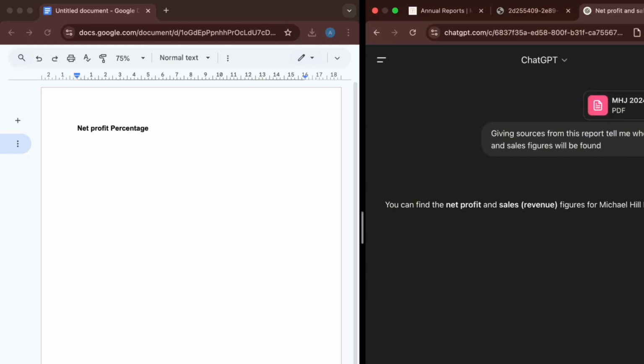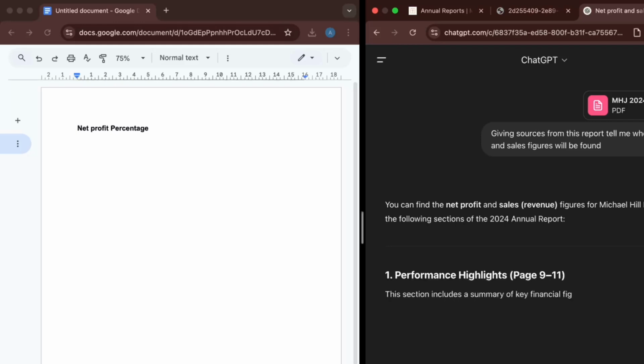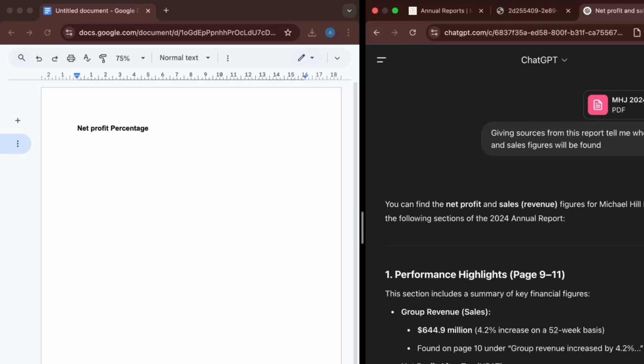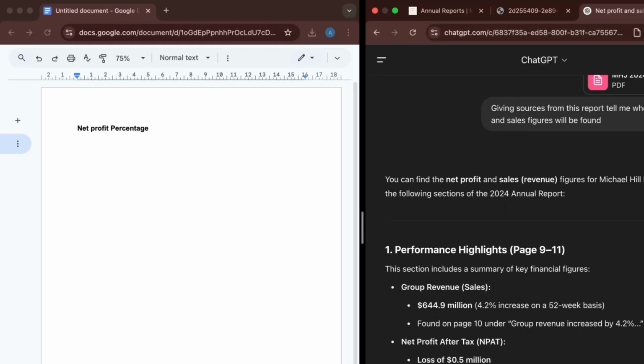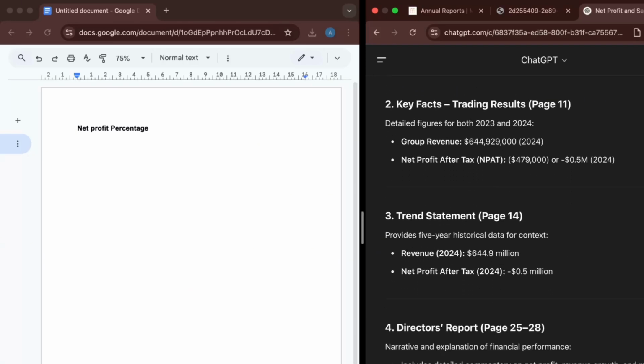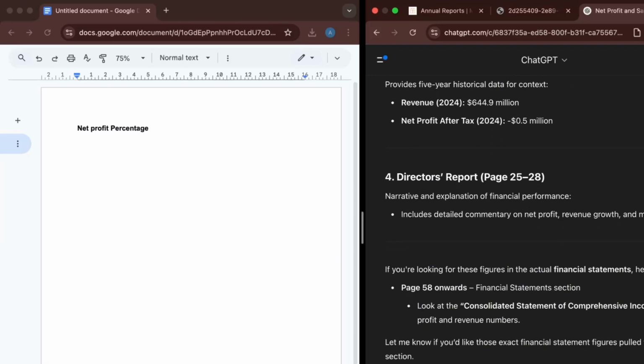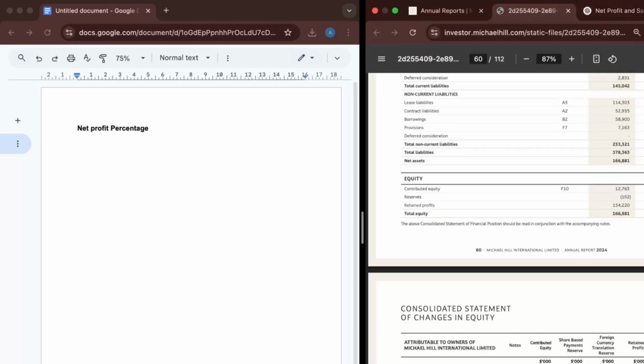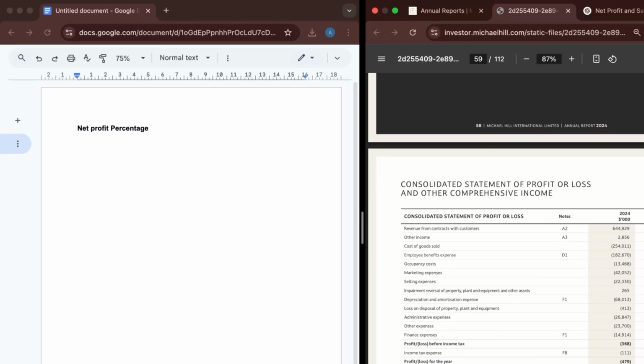So guys, another thing, never ask it to give you the outright numbers, because it almost always gets them wrong. Just ask them where in the report to find them. Okay, so what we're looking for is where our actual financial statements are. So if they say here, page 58 and onwards is our financial statements section, we'll come over here to our financial statements and we'll put page 58 in over here.